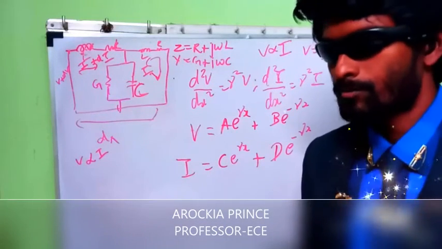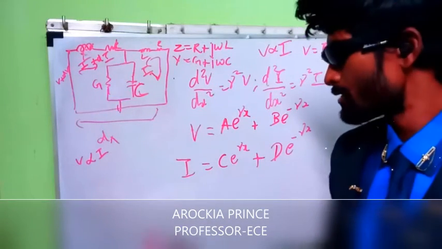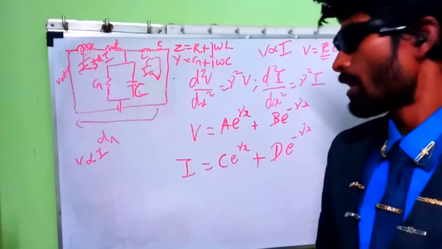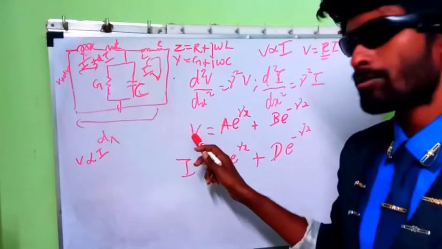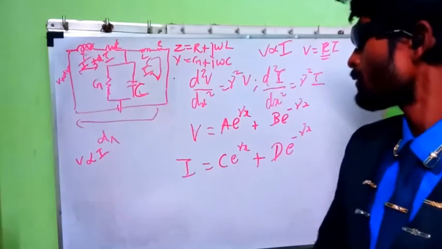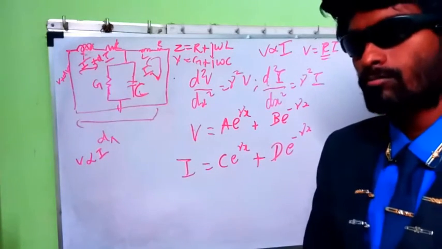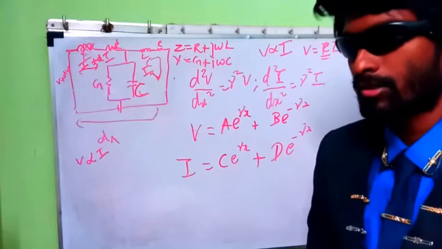Welcome back. In the last class, we stopped up to here, is it right? We stopped up to the value of d²V/dx² and d²I/dx², we got the value, is it right? So we just thought about the general equation of these two, is it right?